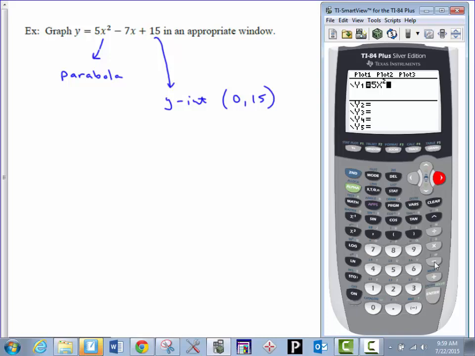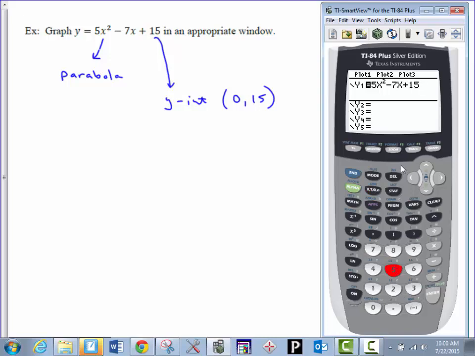We then want to press minus. Be careful that we notice the difference between this symbol here and this symbol down here. The symbol down here is a negative, and you would only press that if you're at the beginning of an equation that has a negative in front of a particular value. This is the button we want to press here because we're saying minus 7x. Okay, then we will do plus 15.